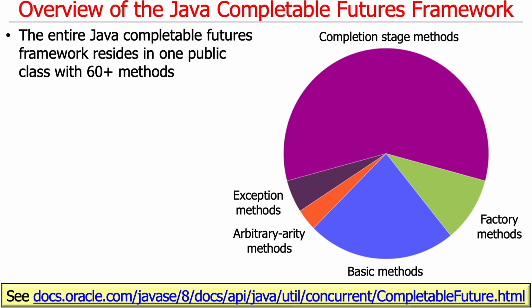There are factory methods that make things. There are basic methods that are inherited from Java Future. There are things that handle exceptions. The bulk of the methods are these so-called completion stage methods. And then there are these really cool methods, which are very hard to program without wrapping them up in other kinds of objects, which are called arbitrary arity methods. And we'll talk about those things as well.